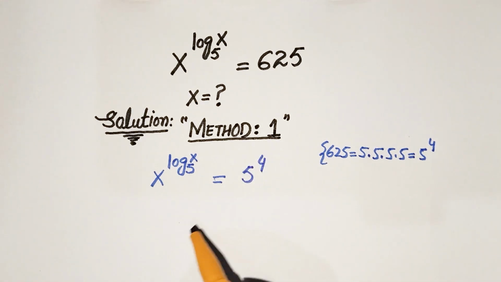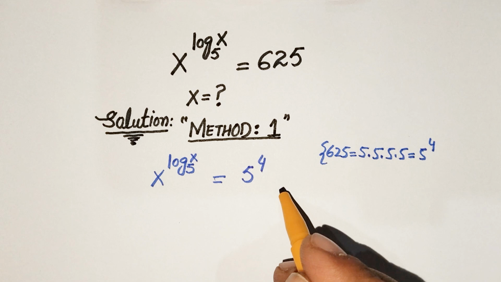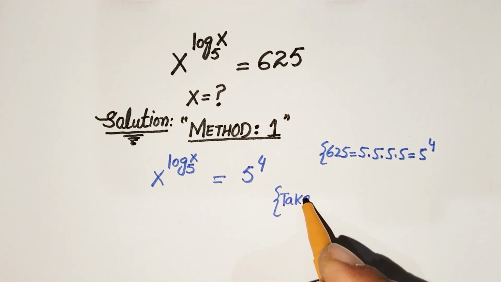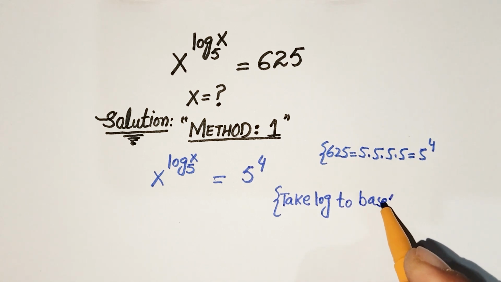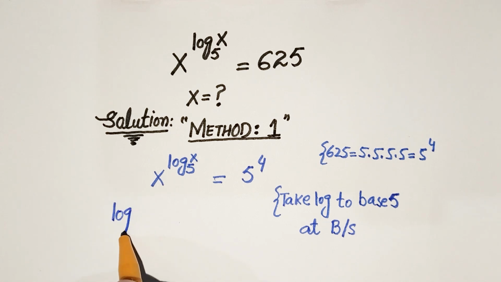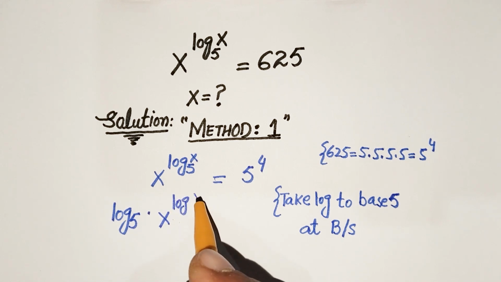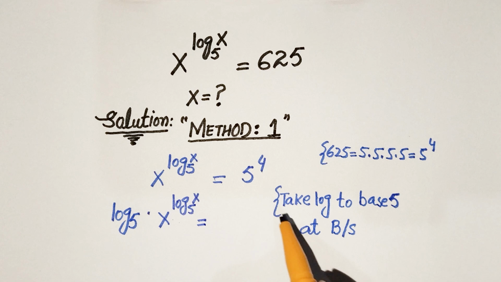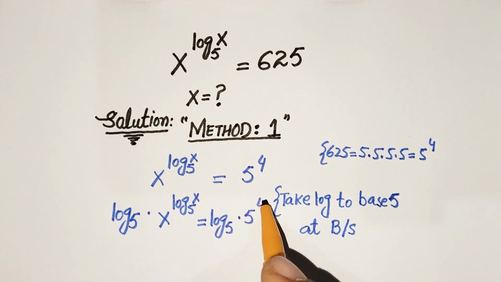So now here we see that if we take log at both sides to base 5, so we are going to take log to base 5 at both sides. So then we get here log base 5 of x power log x with base 5, which is equal to log base 5 of 5 raised to the power 4.